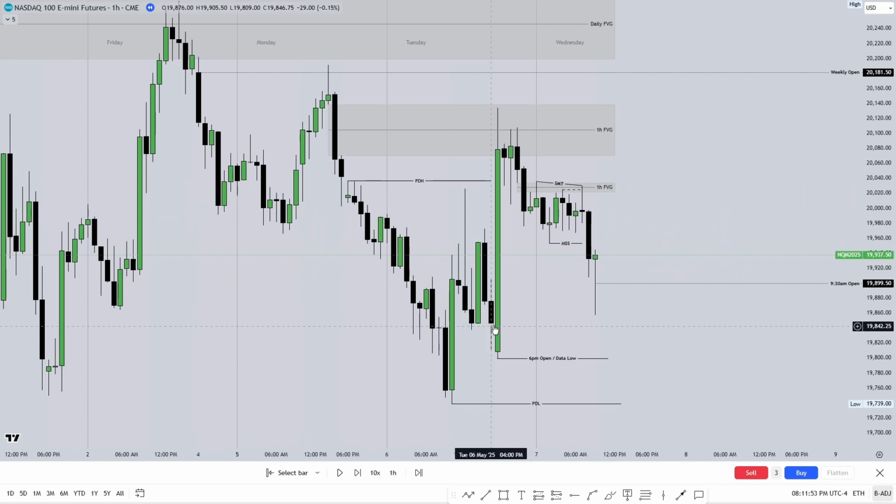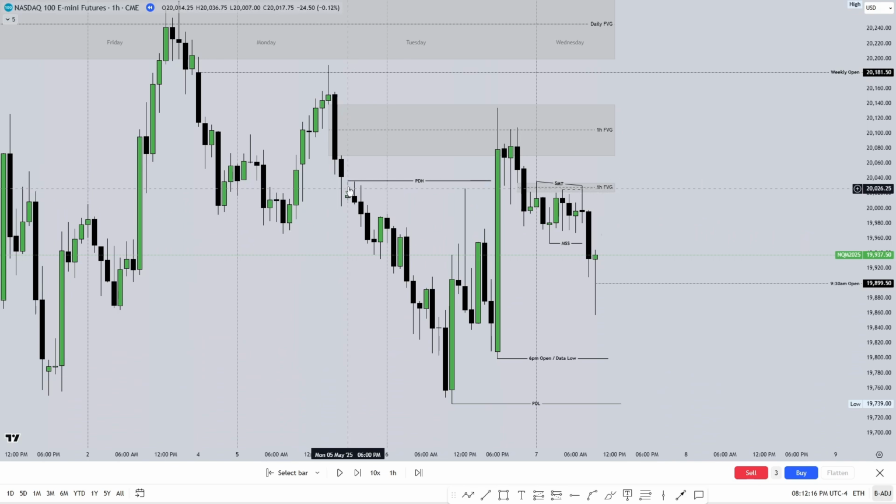So, 6 p.m. open here. On Tuesday, the market closed at 4 p.m. and opened at 6 p.m. We had this giant run up here immediately at the open, which was really peculiar. But what it did, it was really meaningful actually, is it went higher and took the previous day high right here.